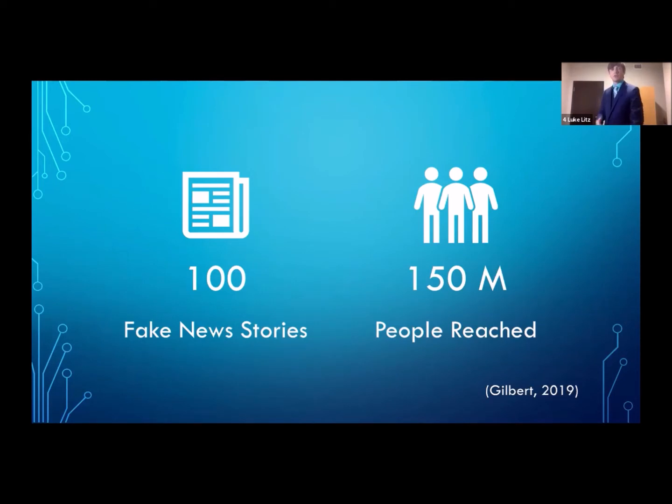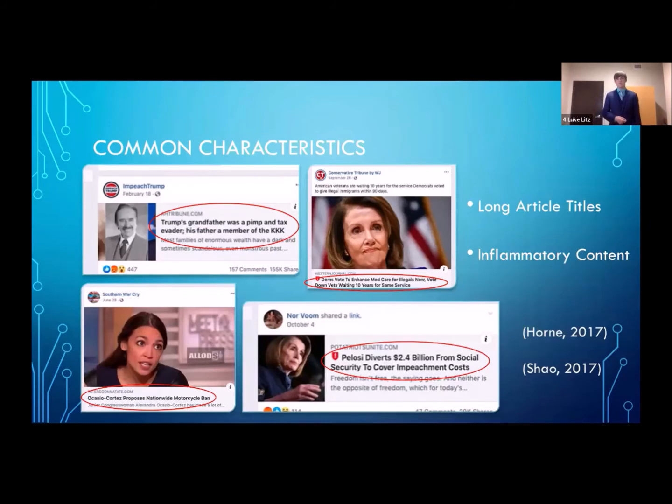And that leads me to what some of the common characteristics of fake news are. And there are a couple. The first one is told to us by a paper that was published by the Association for the Advancement of Artificial Intelligence. And they basically say that fake news articles often have really long titles, as you see with these clips of fake news articles from Facebook that I've inserted into this speech. What we see oftentimes with fake news articles is that they're designed for you to get really all of the information in the title of the speech. For example, Pelosi diverts $2.4 billion from Social Security to cover impeachment costs.